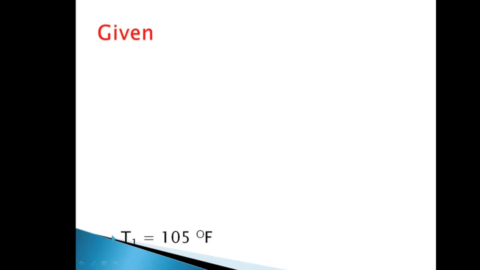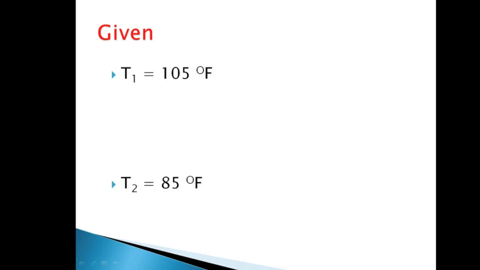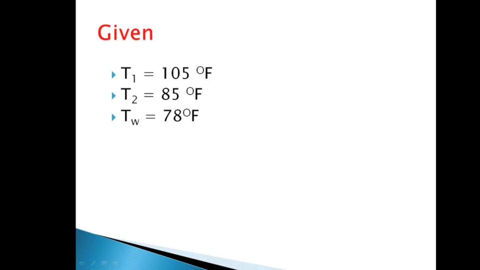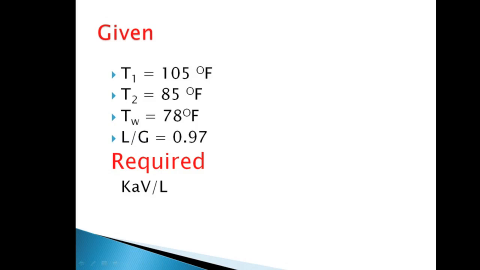So we were given a T sub 1 of 105 degrees Fahrenheit, T sub 2 of 85 degrees Fahrenheit, T sub W of 78 degrees Fahrenheit, and an L over G ratio of 0.97. So we are required to determine the KAV over L, or the mass transfer coefficient group.